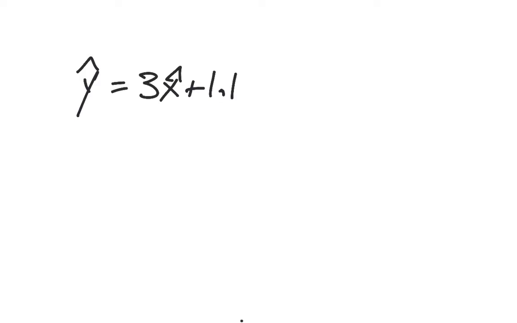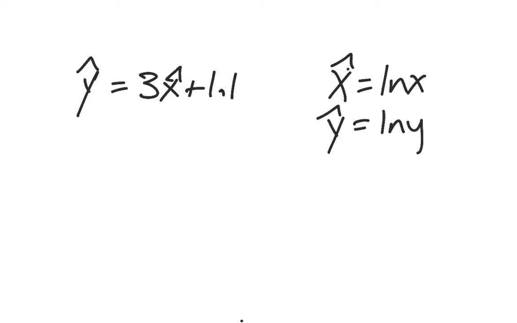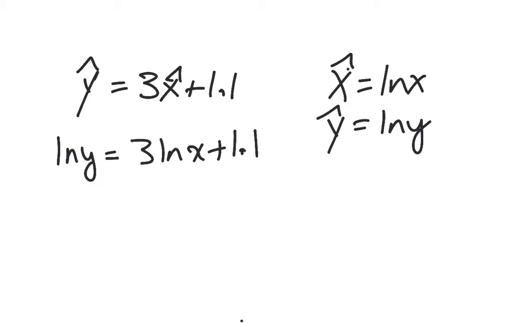And because x was the ln x, we took the natural log of it, and y was the natural log of y, we're going to go back and replace that in here. So this is going to be the natural log of y equals 3 times the natural log of x plus 1.1. What we want to do is solve this for y. So I'm going to take each side to the base e, so these two cancel. I get y is equal to e to the 3 ln x plus 1.1.